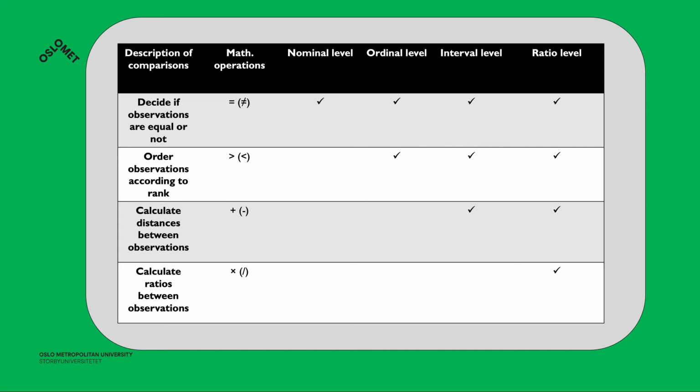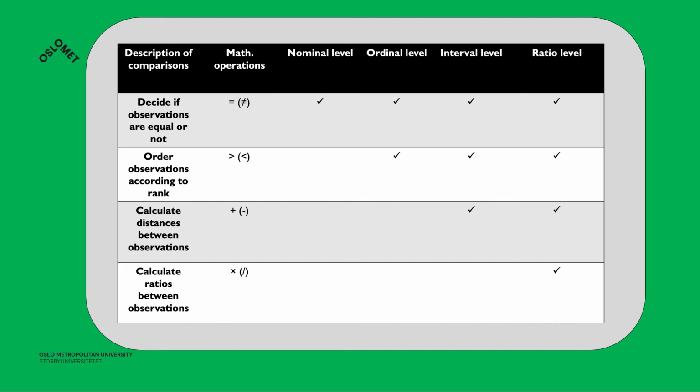But if you can order them according to rank, we're at the ordinal level. If you can also calculate the distance between the observations, then we're at the interval level. You can say that 2 kilos are twice as much as 1 kilo, or with money, that 1 Norwegian kroner is half as much as 2 Norwegian kroner. Then we can calculate the distance between these observations, and say that the distance is 1. And if we also have a natural level of 0, we can also calculate the ratios between the observations, and then we are at the ratio level.